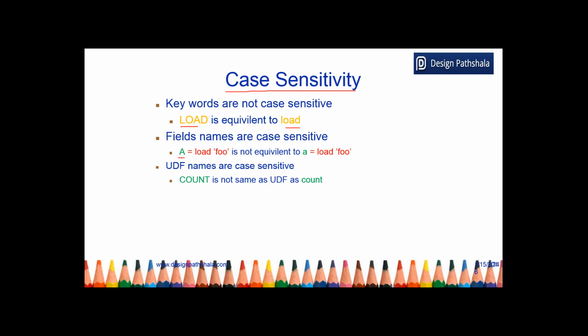So this A is not equivalent to this A. Normally people make this mistake and waste hours wondering why the data is not coming, why it is reporting A as missing, and all those kinds of things. And then UDFs, user defined functions, are again case sensitive. Another major problem people face is writing count in lowercase and then the data does not come. So UDFs and field names or variables which you have created are case sensitive. The keywords, the native Pig keywords, are all case insensitive.